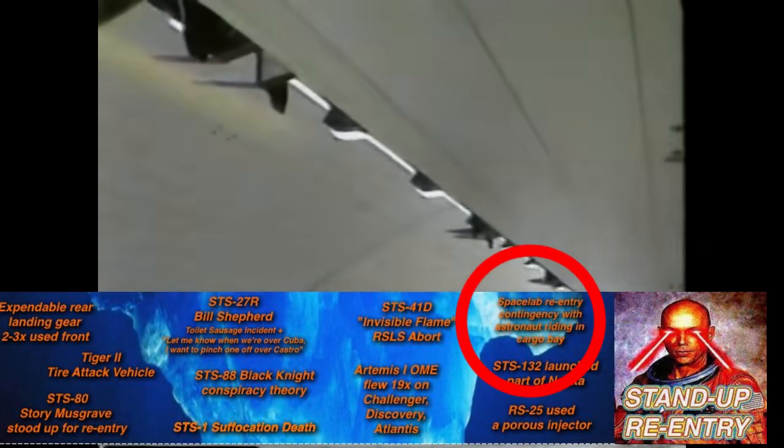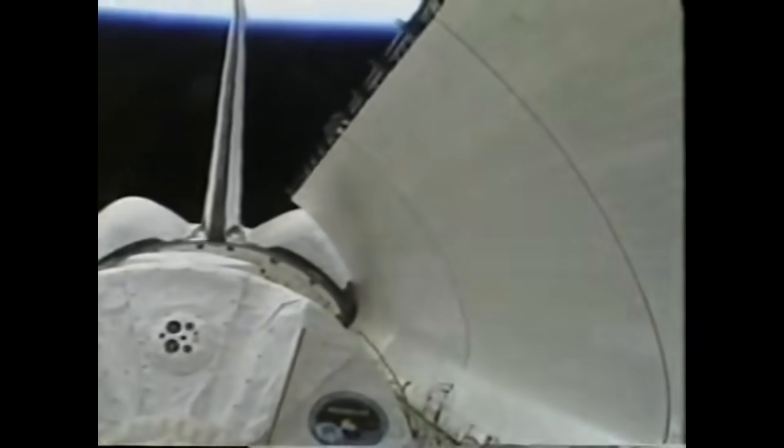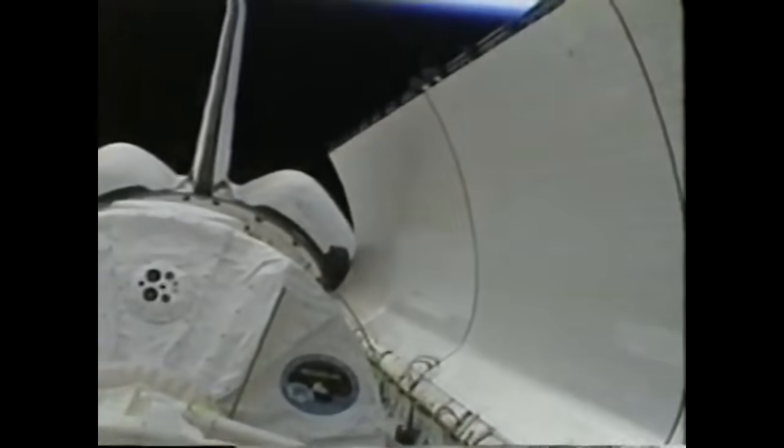The Space Lab Re-Entry Contingency. Hadn't heard of this crazy scenario. This was a situation that everyone hoped would never have to be faced, and it never was faced. In order for it to happen, first, the payload bay doors would have to fail to latch. If that happened, an astronaut would have to perform a spacewalk to manually latch the doors from the inside.